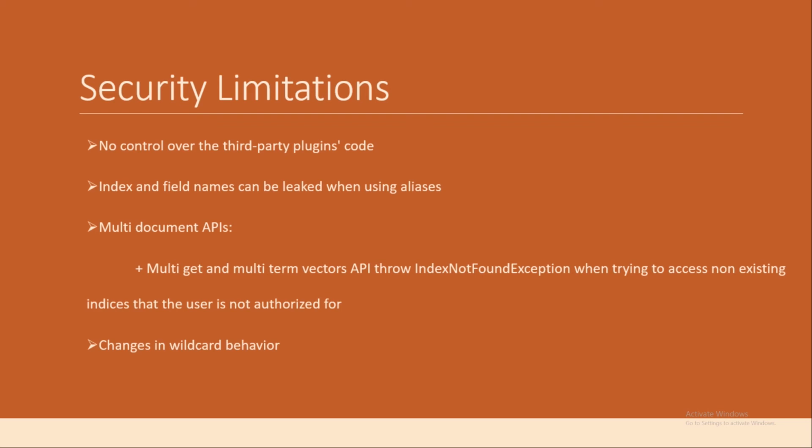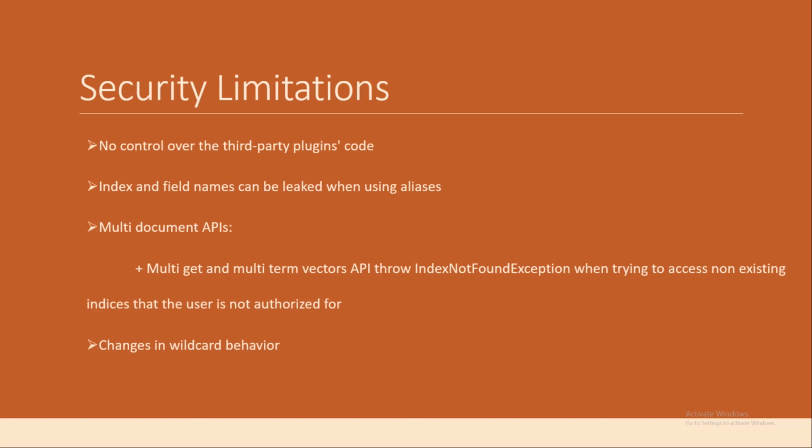And when we talk about multi-document APIs, calling a certain Elasticsearch API on an alias can potentially leak information about indices that the user isn't authorized to access. So, for example, when you get the mappings for an alias with the mapping API, the response includes the index name and mapping for each index that the alias applies to. Therefore, developers need to avoid using index and field names that contain confidential or sensitive information.